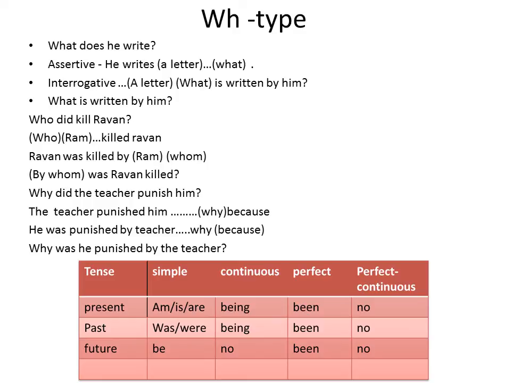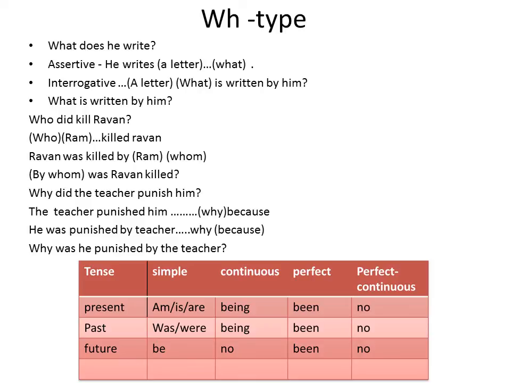By whom was killed, by whom was killed Ram. By whom was Ravan killed? It is the perfect sentence. It is the correct sentence. Let's see another sentence.